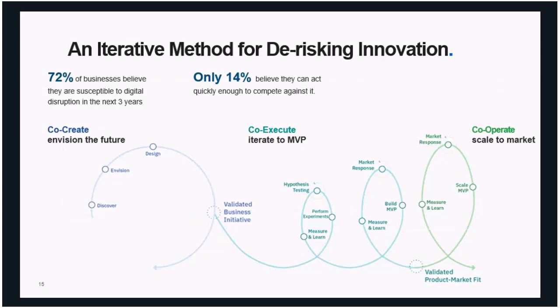And the reason we believe in this type of methodology or approach is because IBM has the IBM Institute of Business Value, where we interview and gather a bunch of market data, and we ask our clients across different industries about innovation and how they view innovation. And 72% of the businesses that we are talking to are telling us that they are susceptible to digital disruption in the next 3 years.